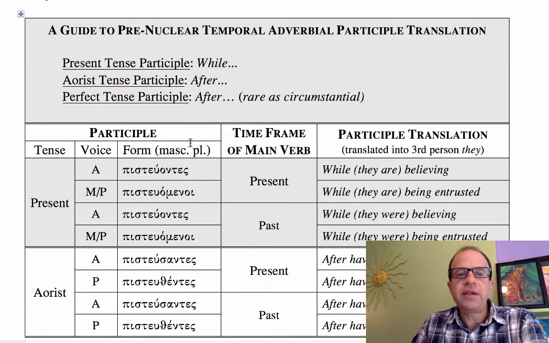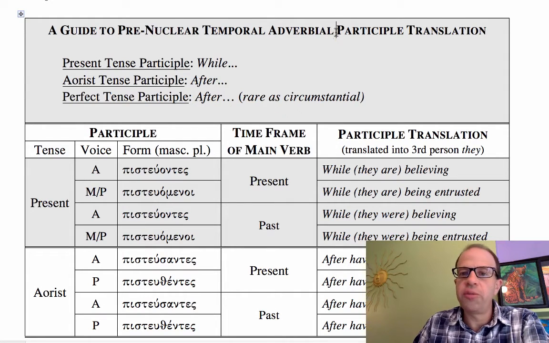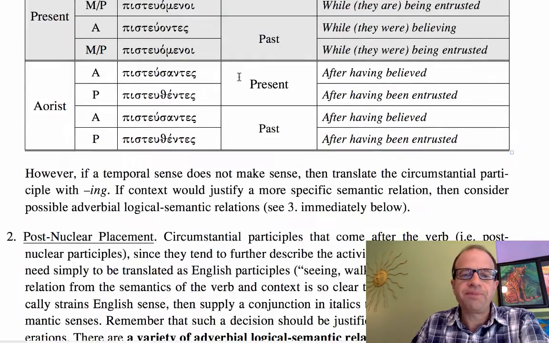So here is a guide to prenuclear temporal adverbial participle translation using "while" and "after." And this is for temporal participle translation. Not all prenuclear circumstantial participles will be temporal adverbial, but this is just a guide to get you going.